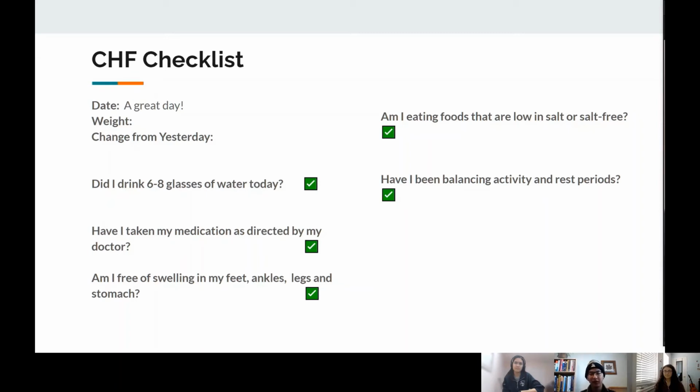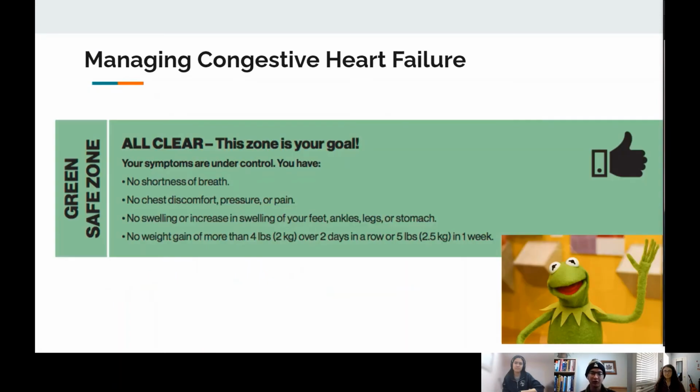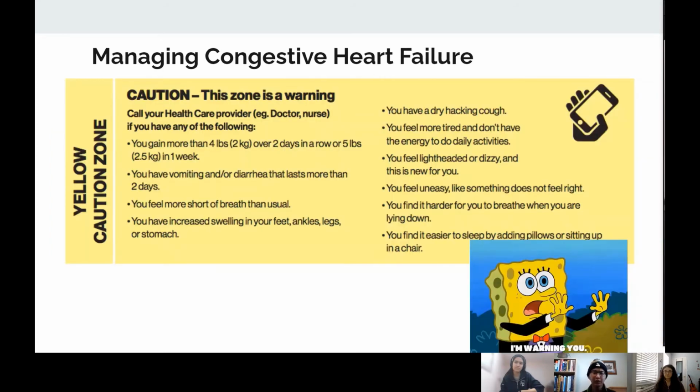Let's look at the different stages. So first, we're going to have the green zone, and this is where you're having no symptoms, no shortness of breath, no chest discomfort, pain, or pressure, no swelling in your legs, ankles, or stomach, and you're not gaining weight progressively.